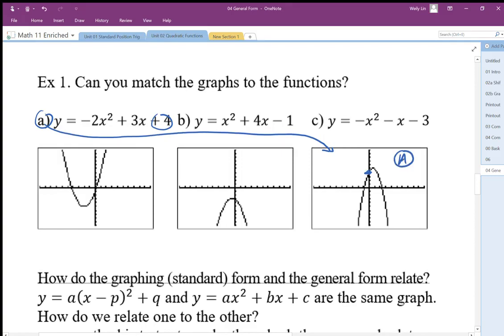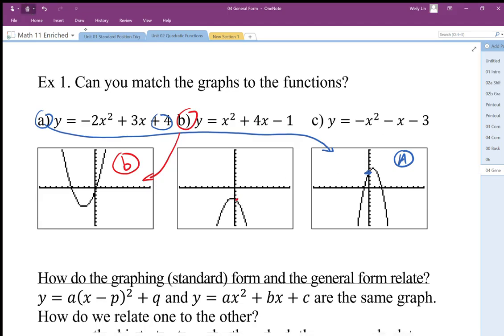If we take a look at this one here, it is opening up with a y-intercept of -1. The only one that has a y-intercept of -1 is this one here, so we're going to say that goes with B. And this one here is opening down, it's got a negative y-intercept, yes, those both match. So we'll say that C goes with this one here. Based on just those two criteria, we can start eliminating and get a sense of which graphs go with which.